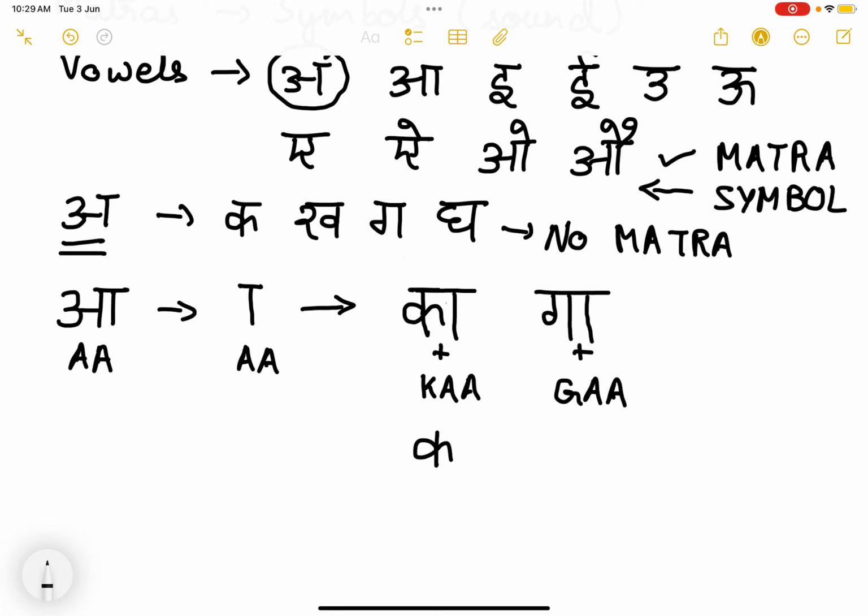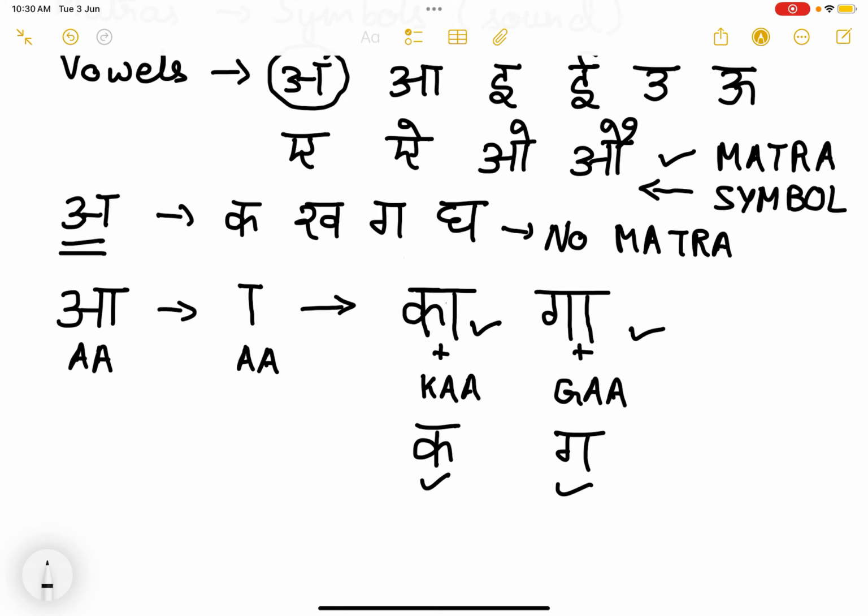Notice the difference after putting the matras. If we don't put the aa matra there, it is just ka, closed mouth a sound. Ga, the mouth does not open up wide while pronouncing it, right? But when you put the aa matra, the mouth opens up wide while saying it. Kaa, gaa.